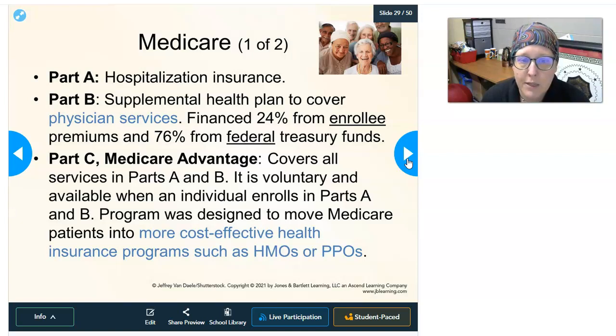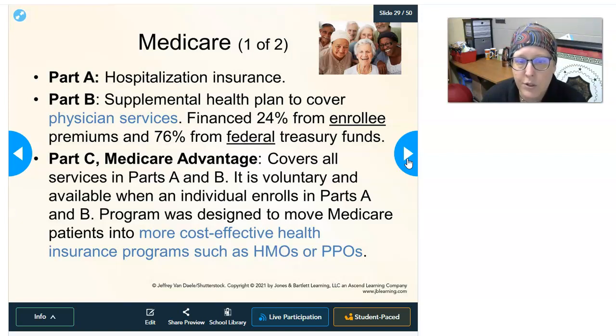Medicare Part B is a supplemental health plan to cover physician services, so your clinics, your doctor's visits. It is financed 24% from the enrollee, so from the senior that's enrolled in this, and 76% from federal treasury funds. Part C, Medicare Part C, is Medicare Advantage.